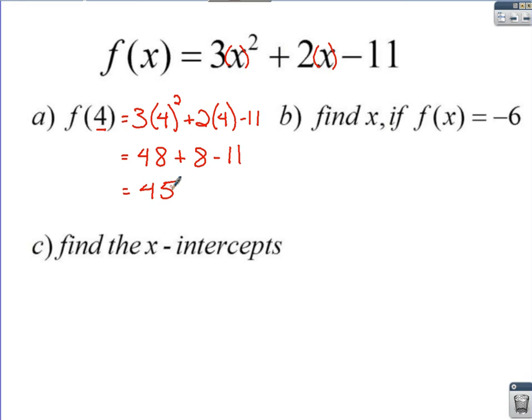Meaning also that if I graphed out this function and looked at the points on the function, there would be an ordered pair somewhere where x is 4 and y is 45. Now we focus our attention on part B, trying to find the actual value of x where, if we insert x in the function, we get -6 back. What that basically means is f of x, which is my y idea, is going to equal -6. So go back to the function where I have f of x and replace that with -6. Replacing with -6, we've got -6 equals 3x squared plus 2x minus 11.